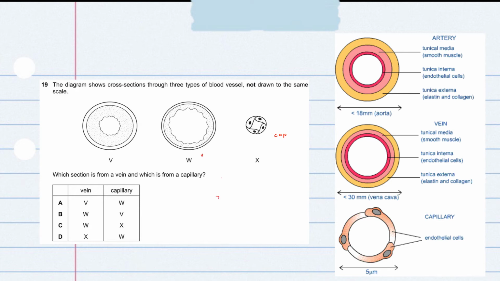Now V is the vein because, as you can see, it has a large lumen and thinner walls, while the artery has thicker walls and smaller lumen. So this is the artery. The vein is W, the capillary is X, so the answer is C.